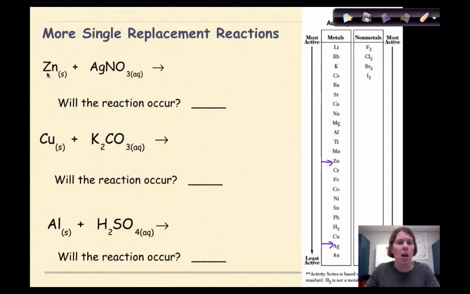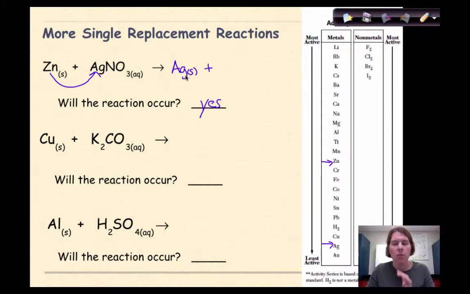So what's going to happen here is that the zinc, because it's more active, is going to come in and kick out the silver. So will the reaction occur? Yes, it will. So the silver is going to get kicked out by itself. So pure silver metal right here, forming a solid. And then my other product.